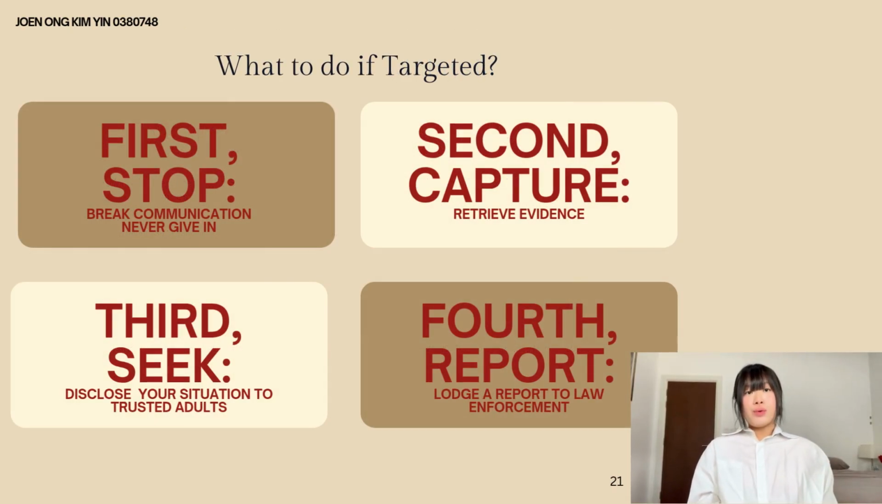So, what do you do if you or your friend are targeted? Follow our team's immediate 4-step response protocol. First, stop. Break communication immediately, never pay, and never send more photos, because predators never stop even if you give in. Second, capture. Do not delete the chat out of fear or shame. Take screenshots of their profile, username, bank details, and threats. This is your bulletproof legal evidence. And third, seek. Immediately disclose what happened to a trusted adult, school counselor, or parents. And finally, fourth, report. Lodge a secure report to law enforcement.